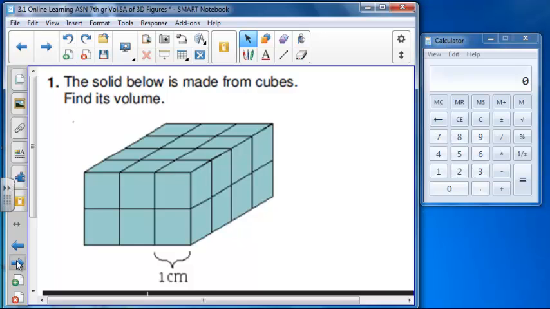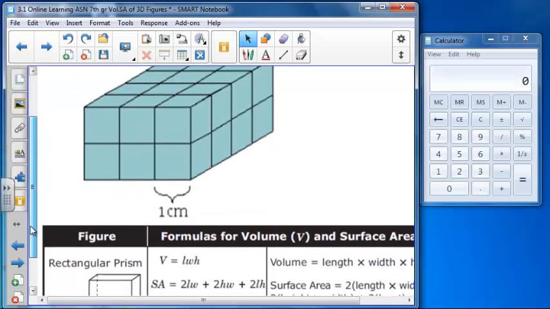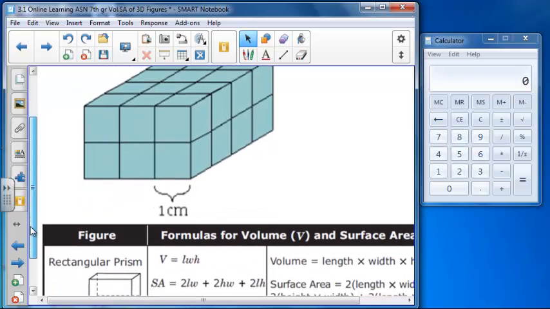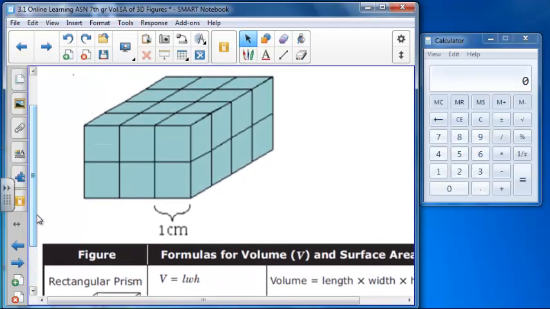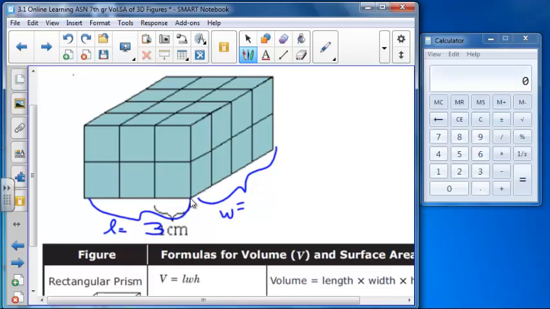of a rectangular prism. Let's look at the reference sheet. The formula will be length times width times height. We'll call this edge the length, and we'll overwrite that. The length is 3 centimeters. We'll call this edge the width, and that will be 4 centimeters. I'll try to work the problem out in the space to the right. So I'll label this side the height, and the height is 2 centimeters.